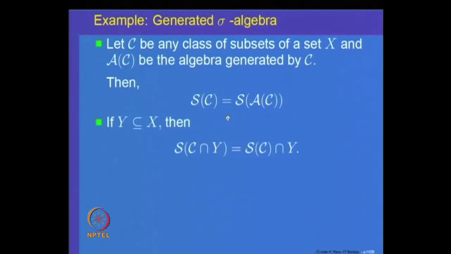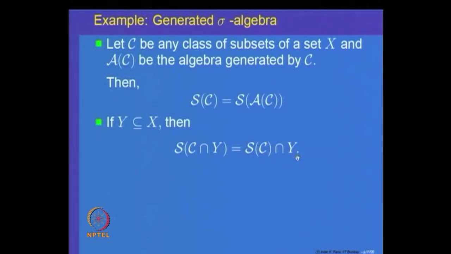Let us observe another thing, another way of generating more examples of sigma algebras. If we take any collection C and take a subset Y of it, then that gives us C intersection Y, which is the collection of subsets of Y which are inside C, right? And then we want to show that the sigma algebra generated by this. So, we are restricting C to Y and then generating the sigma algebra by it, and the claim is it is same as the sigma algebra generated by C first and then restricting it to Y.